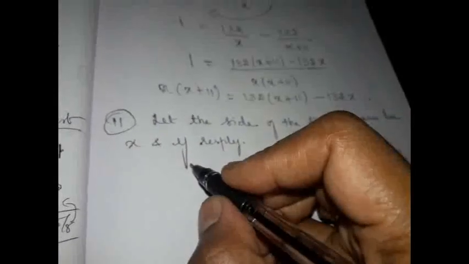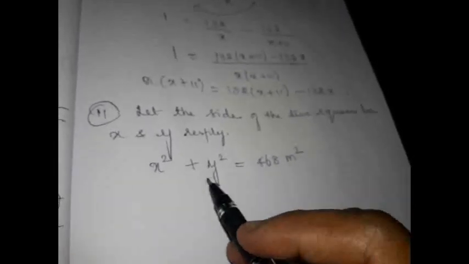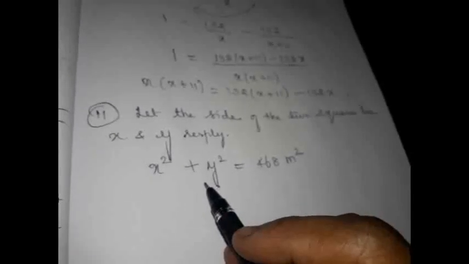Then what is given? Sum of the areas of two squares. What is the area formula? A square. So sum of the areas: area of the first square will be x square, area of the second square will be y square, which is equal to 468 meter square. But we are not interested in two variables. Anyhow, we need to write y in terms of x. Right? Now the next information they have given.